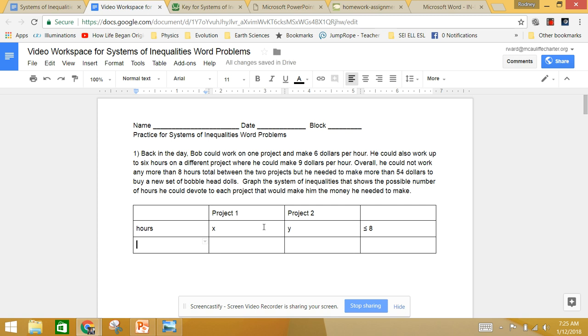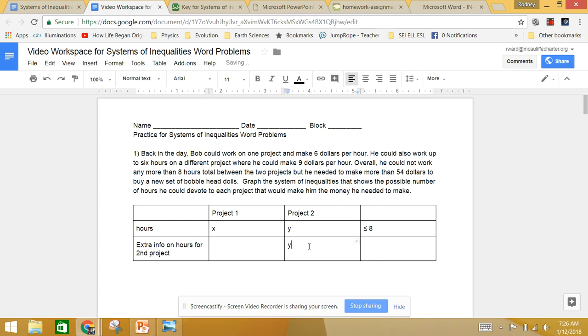Now we also have some information about the second project, extra info on hours for the second project. Okay, we've been given this little statement: he could also work up to 6 hours on a different project. So that doesn't tell us anything about X, so we're going to leave the X place blank. But we do know Y could be up to 6 hours. So there you have another more simple inequality. Y could be less than or equal to 6.